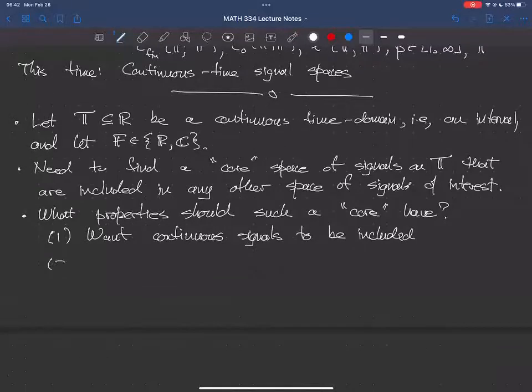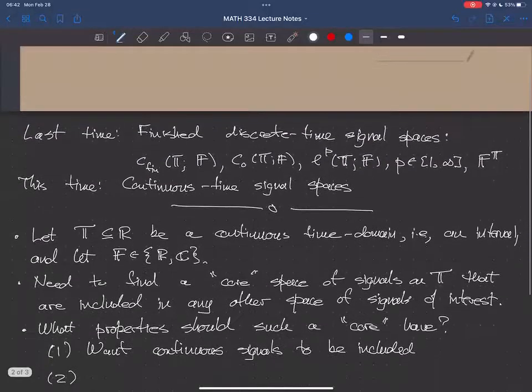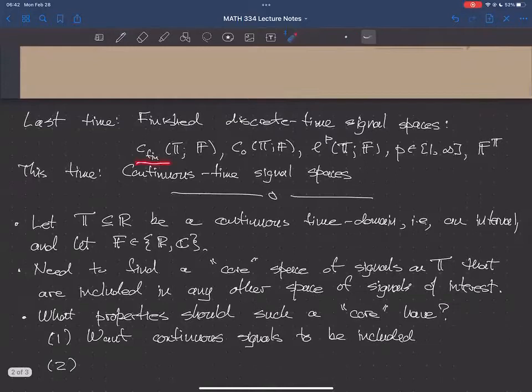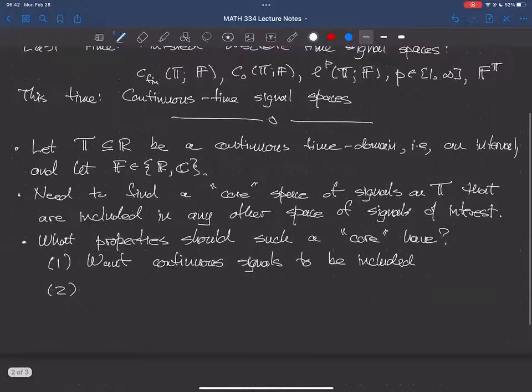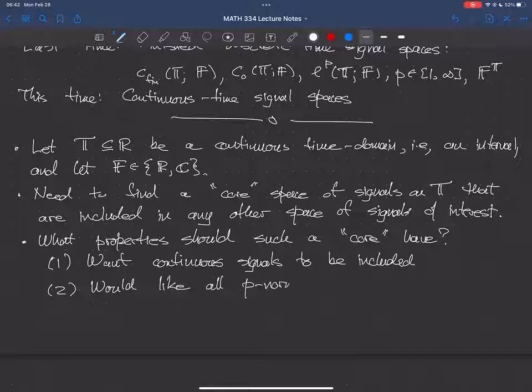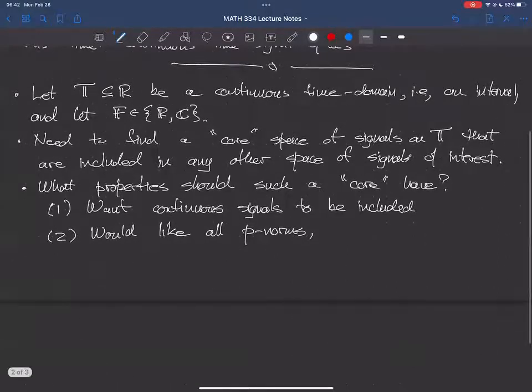The other attribute you'd like, analogous to why this space was the appropriate core for discrete time signals, is that you want all of the P norms to be defined on there. So what are those P norms? There's the integral P norms.